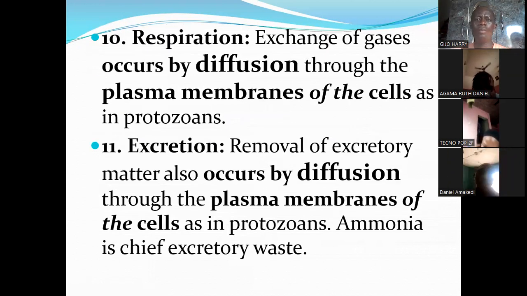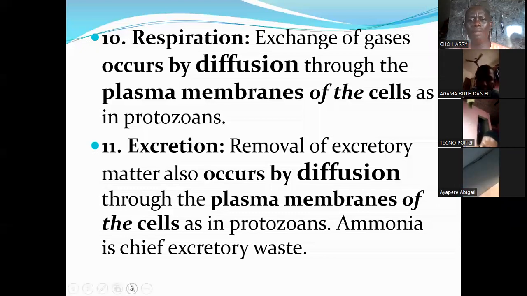Respiration in sponges occurs by diffusion through the plasma membranes of the cells, as it is in protozoans. That's why we say they exist at the cellular level of organization. They do not have respiratory organs or a respiratory system. So exchange occurs by simple diffusion through the plasma membrane of the cells. And excretion too, the 11th characteristic, occurs through diffusion of substances through the plasma membrane of the cells.